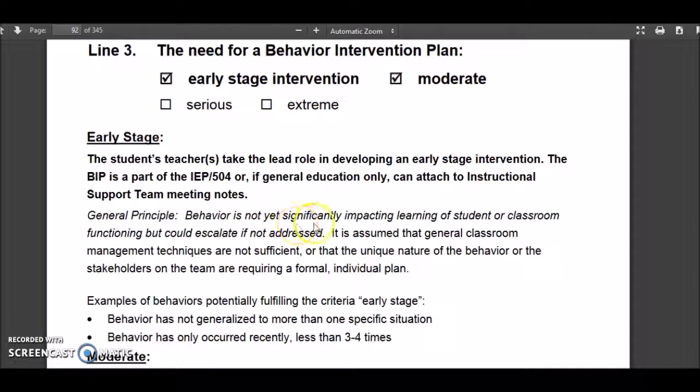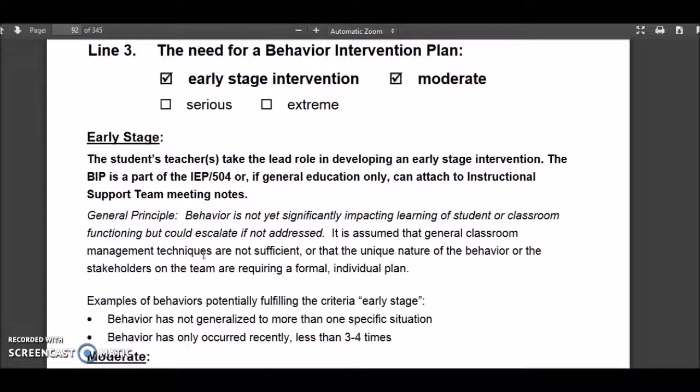In this case, the behavior is not yet specifically impacting learning of the student or classroom functioning. So this is an early stage, but there is an anticipation that the behavior could escalate if it's not addressed. And that's why a behavior intervention plan is needed. In this case also, the teachers have to keep in mind that this is assuming that the general classroom management techniques are not enough. Because if there is a lack in the general classroom management techniques, then this needs to happen first before a behavior intervention plan is developed.